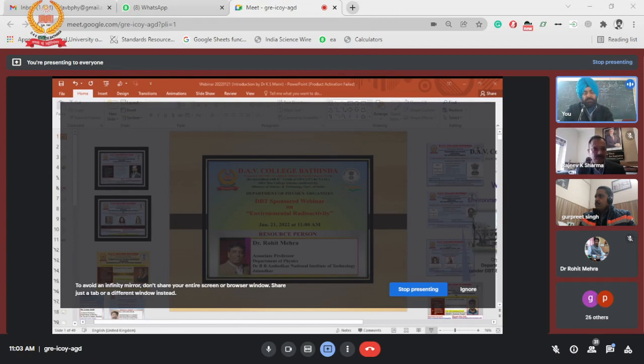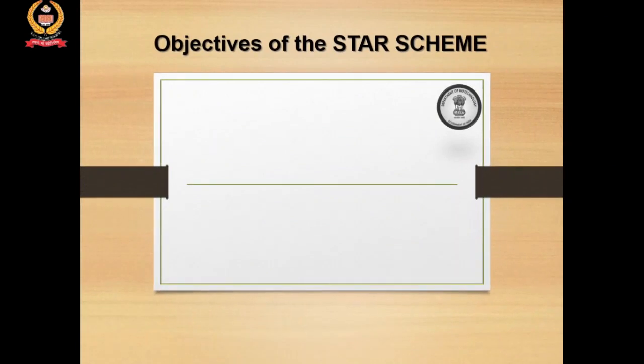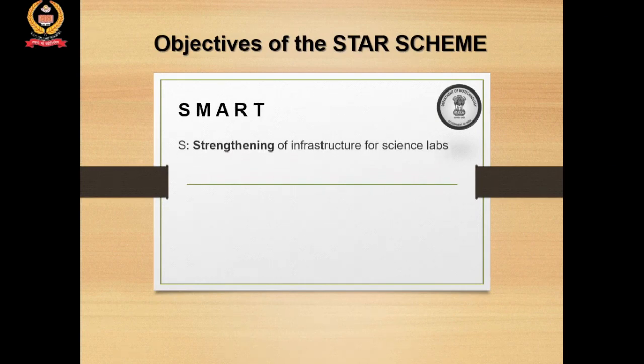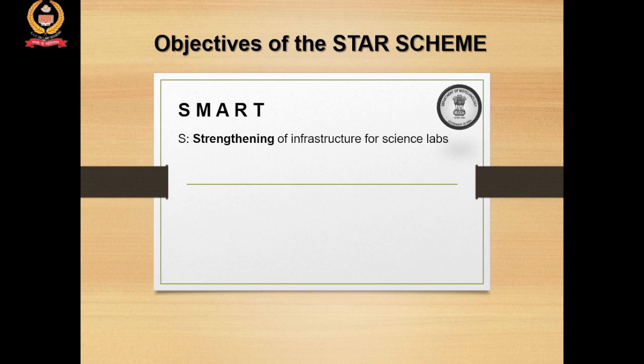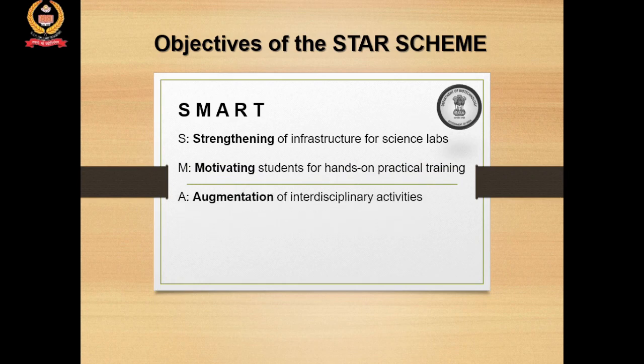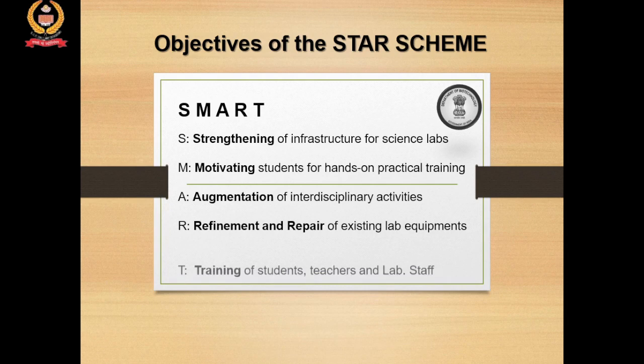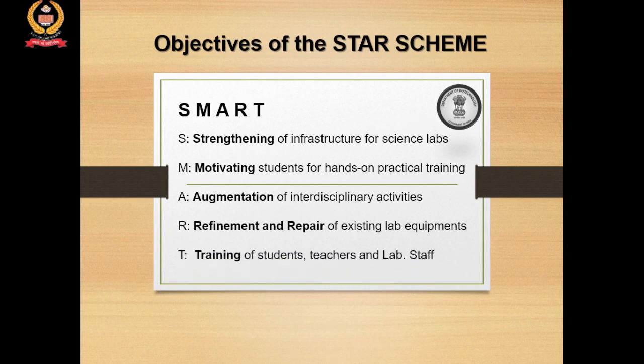for the year 2022-2023. And what about the objectives of this Star College scheme? The objectives of the scheme can be abbreviated by the word SMART, where S stands for strengthening of infrastructure for science labs; M, motivating students for hands-on practical training; A, augmentation of interdisciplinary activities; R, refinement and repair of existing lab equipments; and T stands for training of students, teachers, and lab staff.